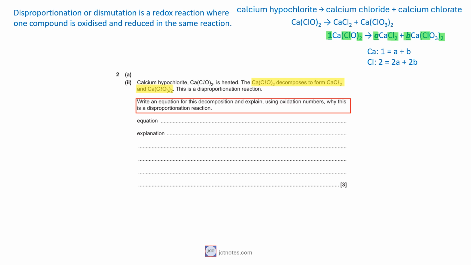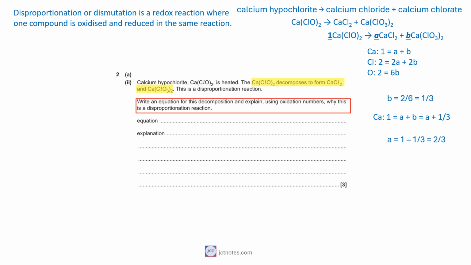Finally, we focus on the oxygen. From the reactant, we have 2 atoms of oxygen that will give 2 times 3 times B atoms of oxygen for the calcium chlorate. This gives the equation 2 equals 6B. From the equation of the oxygen, we find that B equals 1 divided by 3. Using this value in the calcium equation, we get 1 equals A plus 1 divided by 3. This gives A equals 2 divided by 3.